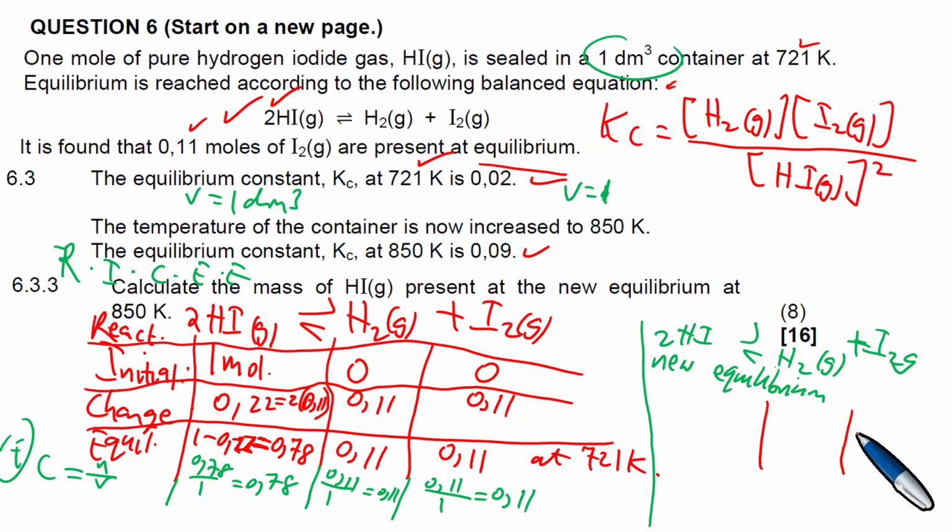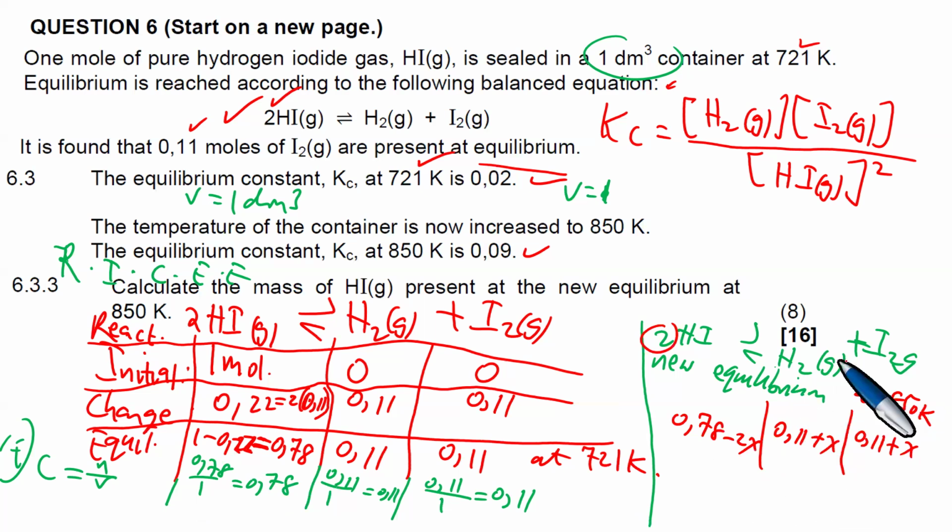Okay, so this one is going to be 0.11 plus x. This one is going to be 0.78 minus 2x, because of the 2 here. So the equilibrium concentration is 0.78 at temperature 721 Kelvin. And then this one is at 850 Kelvin temperature.